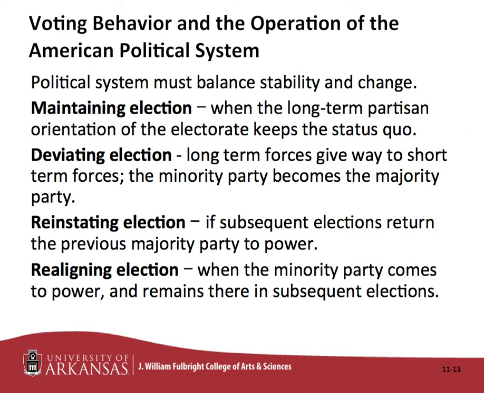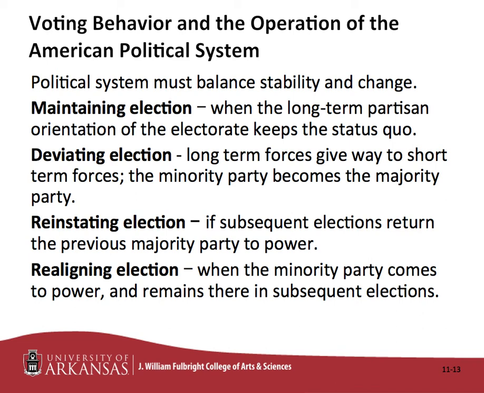So finally, let's take a look at voting behavior and the operation of the American political system. Ultimately, when we look at our political system, it's a dynamic equilibrium, and it's an approach to balance stability and change. Voting provides a means by which there is a normal replacement of leadership and representation. So while we do have change, we do have stability in the system. The question is how does this change and stability occur? And this is referred to as the different types of elections and the patterns of elections.